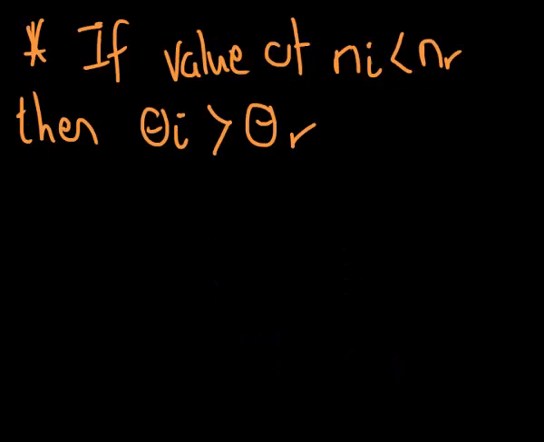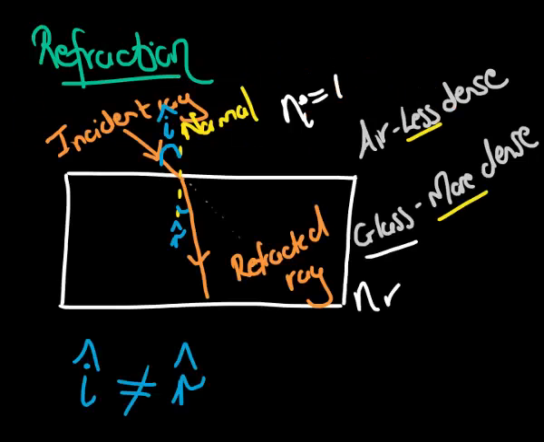And the opposite will also be true. So if the refractive index of the first medium is smaller than the refractive index of the second medium, then my angle of incidence will be greater than my angle of refraction. A typical example of that is when I go from a less dense to a more dense medium. Therefore, my light ray will get refracted more towards the normal. Therefore, the angle of incidence is greater than the angle of refraction.